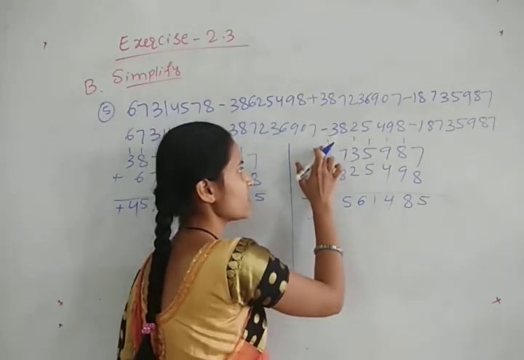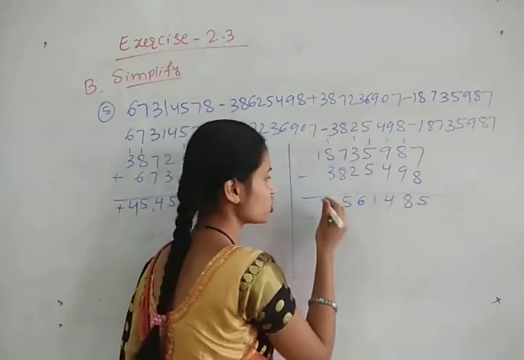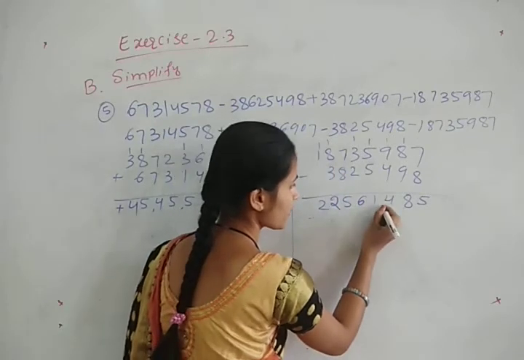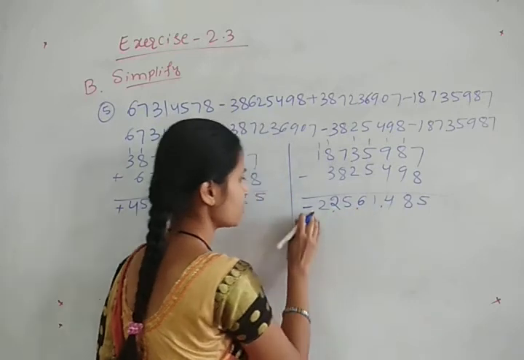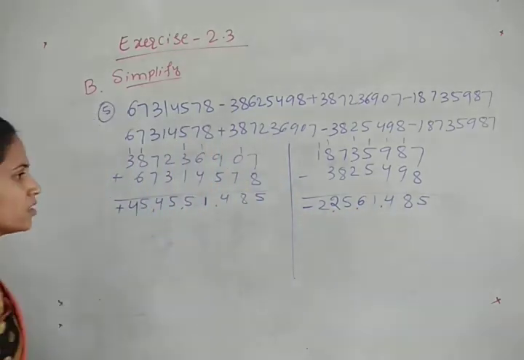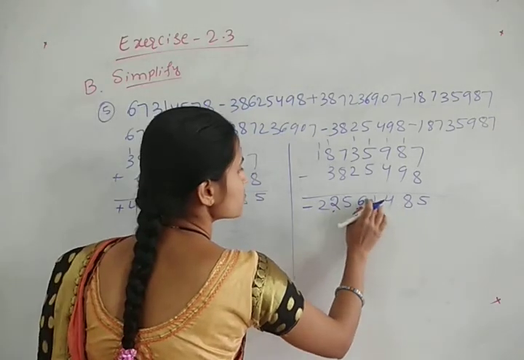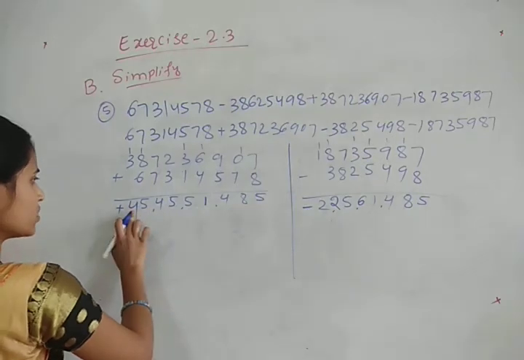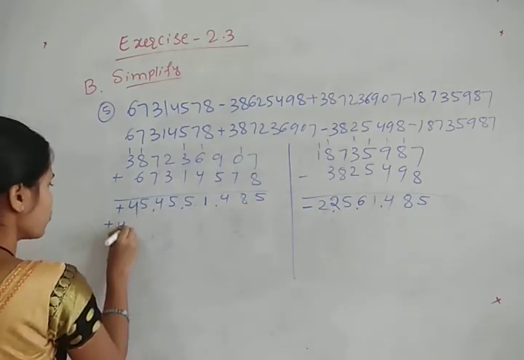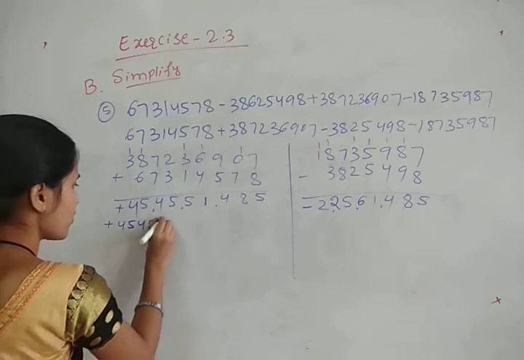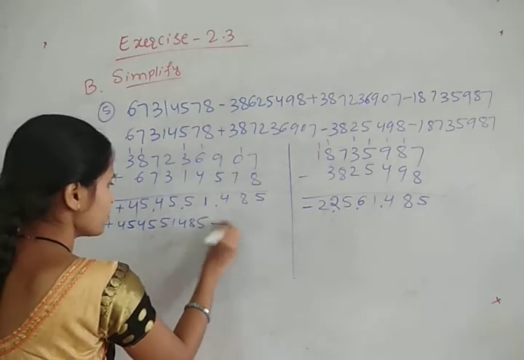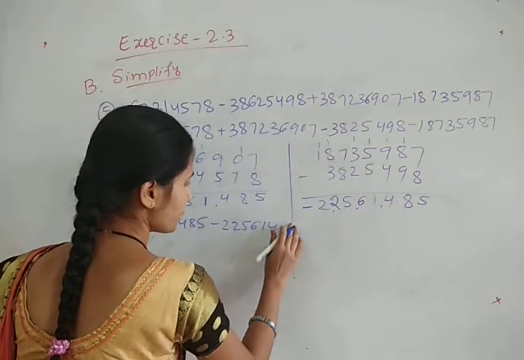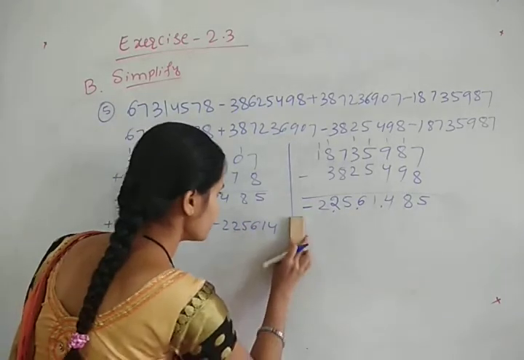Now 8 plus 1 is 9. 9 plus 3 is how much? It is 12. Write 2. Take 1 as a carry and 2. Okay. So here write the minus symbol. Okay. Now I will write like this: 4 5 4 5 5 1 485 minus write this number 2 2 5 6 1 4 8 5.